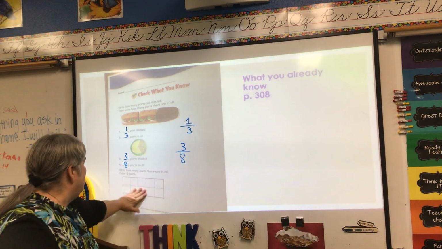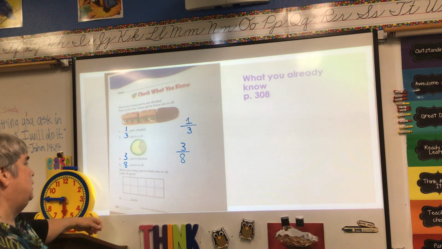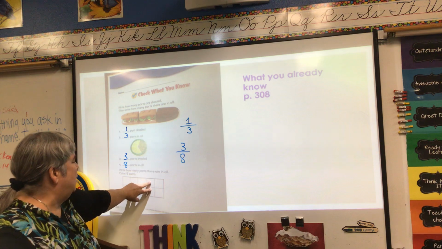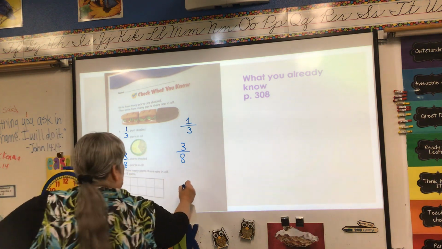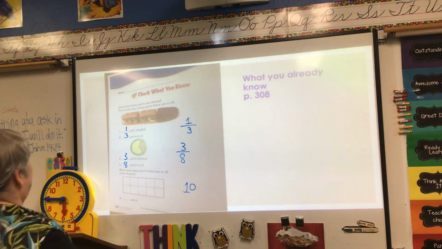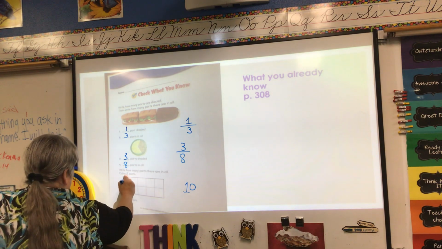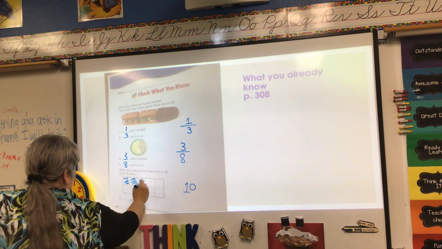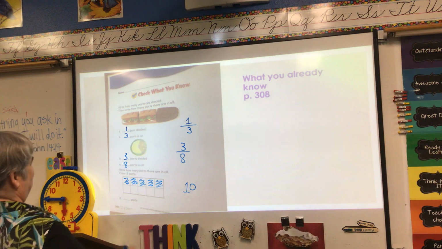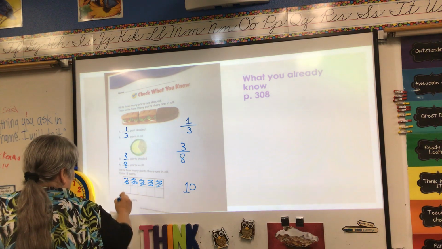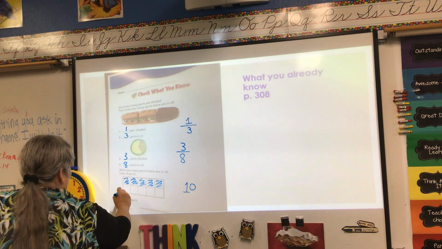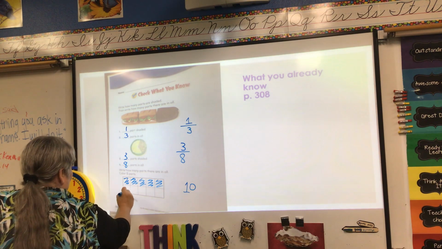Right here it says, write how many parts there are in all. So I'm going to skip count by 2. 2, 4, 6, 8, 10. So there are 10 parts in all. And then color 5 parts. 1, 2, 3, 4, 5. So there's 10 parts in all. Should I write 5/10? We'll write 5/10. I think that would be good, or put 1/2. Right.